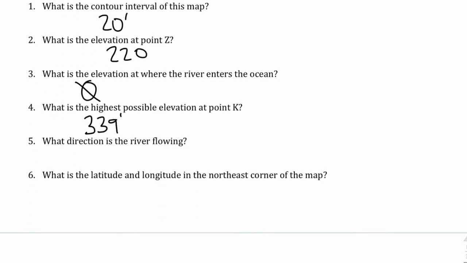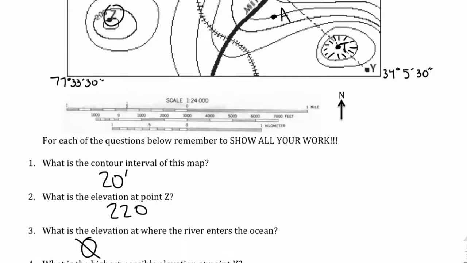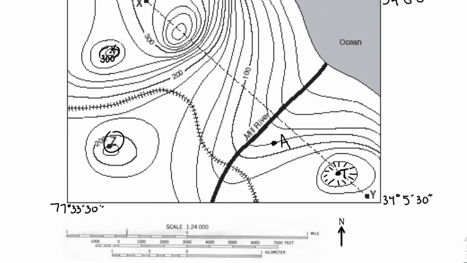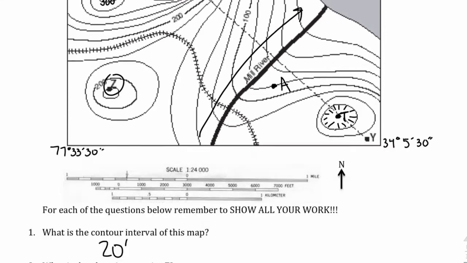Next it says, what direction is the river flowing? So let's go ahead and take a look. We know that it flows downhill. Rivers flow into the ocean, so it's going to be flowing this way. So that means that it's flowing northeast.